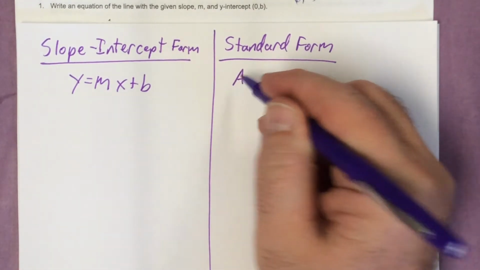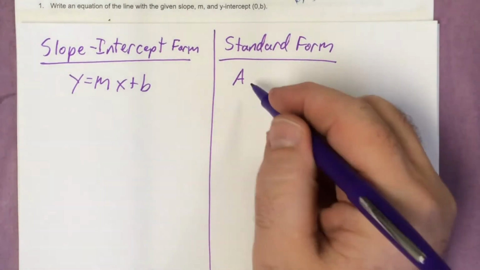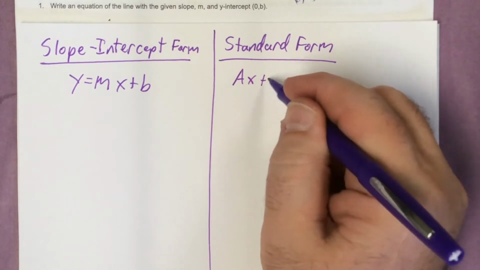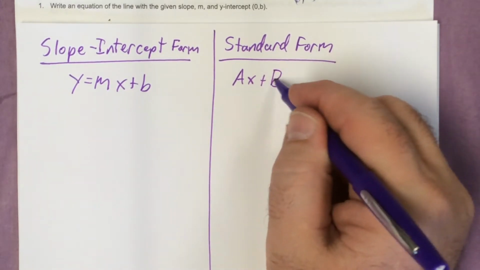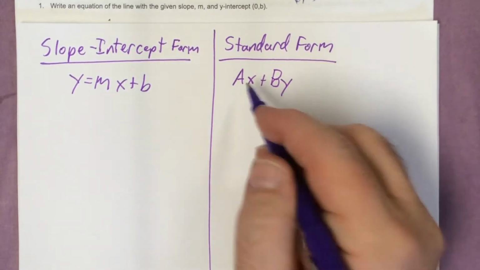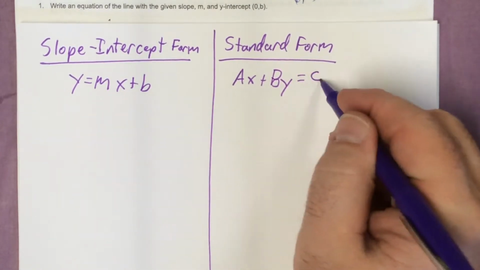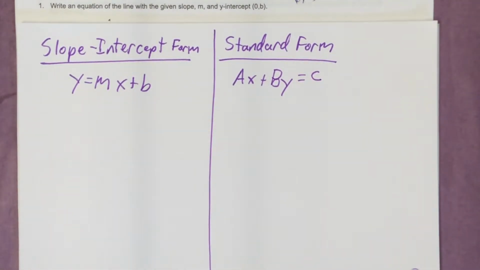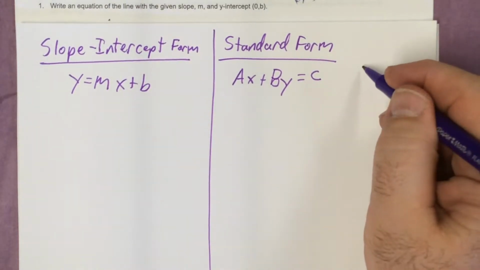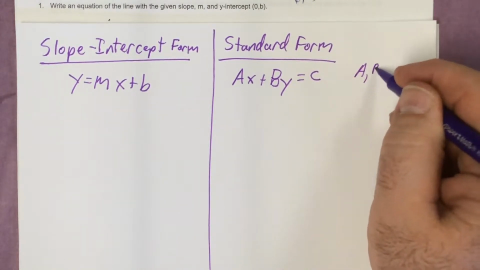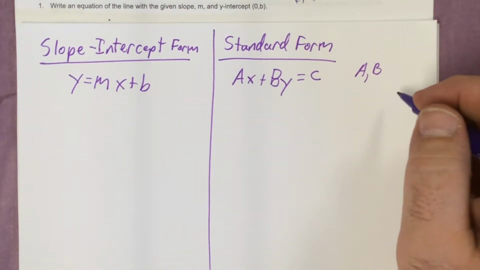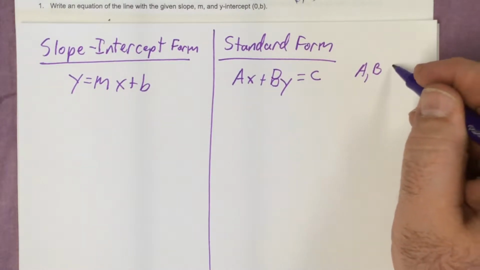So we're going to have a capital A, and the capitalization is important, times x plus a capital B times y equals C: Ax + By = C. Now, what you'll find here is what's the same and what's different. What's the difference between these? Well, first off, A and B have to be whole numbers, or I should say they have to be integers.